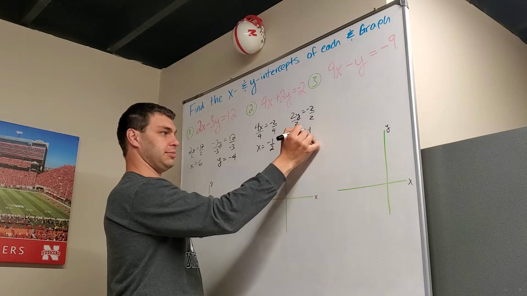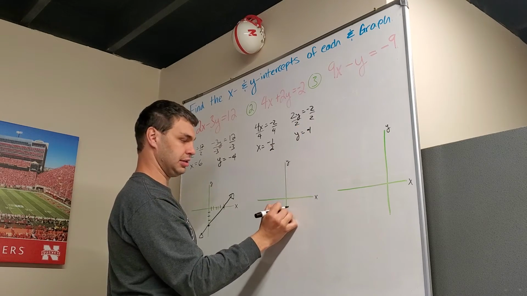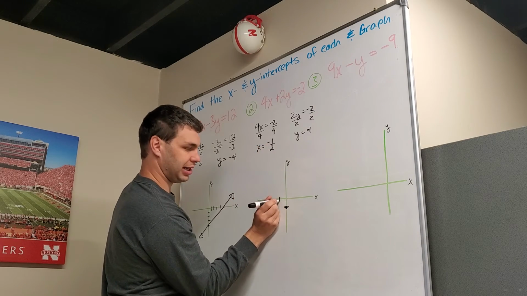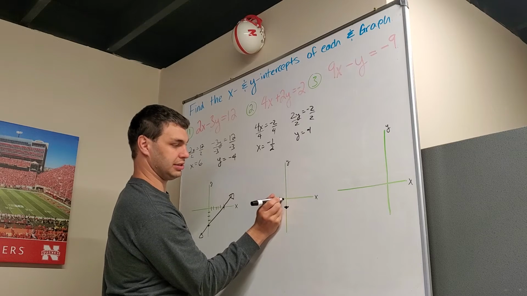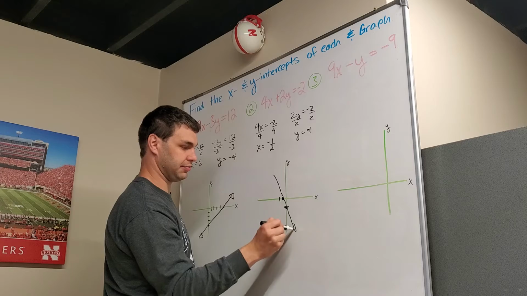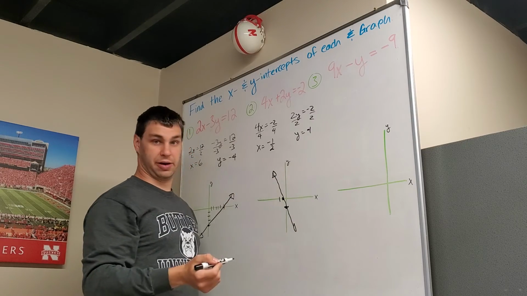So on the y-axis, I'm going to go down 1, and put a dot. On the x, I need to go back 1.5. So if I go back 1, it's not quite to 1, it's a negative 1/2. So I'm going to go through those 2 points, connect them, and it looks like that when you graph.